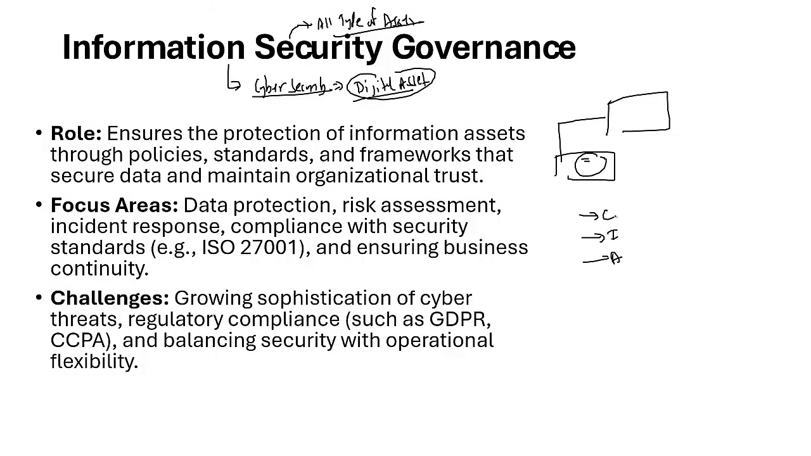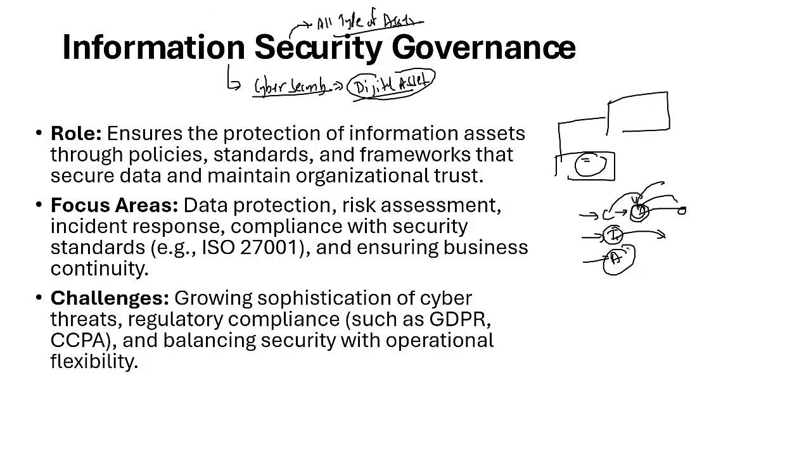I want to make sure that whatever information we collect is protected from unauthorized disclosure. It is the user who decides that this information should be available to this one person. Apart from that, if it's available to anyone else, it's a breach of confidentiality. Whatever information we provide must be accurate. That is called integrity. And third, it must be available whenever it is required.